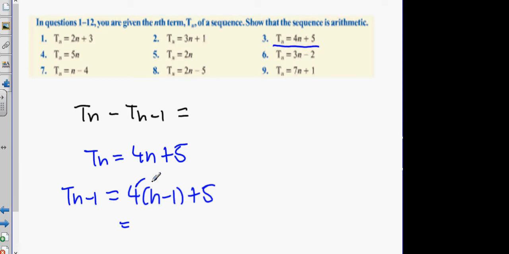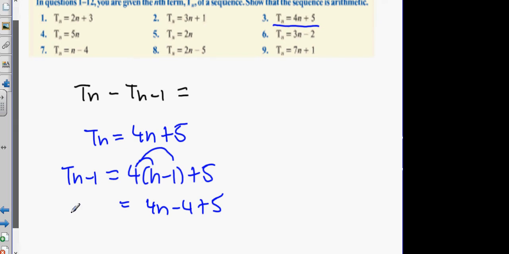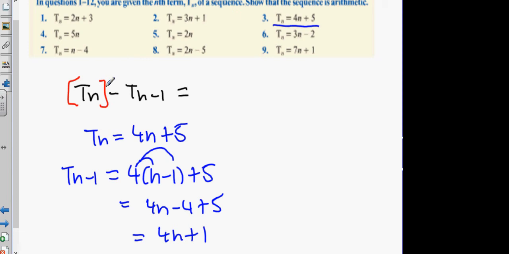And what we get here is 4n minus 4 plus 5, and then we get 4n plus 1. Okay, so this is 4n plus 1. Now it tells me to get Tn, put it into the brackets, get Tn minus 1, put it into the brackets, and take them away from each other. The answer I should get will be the common difference. Okay, so let's see if that turns out to be true.